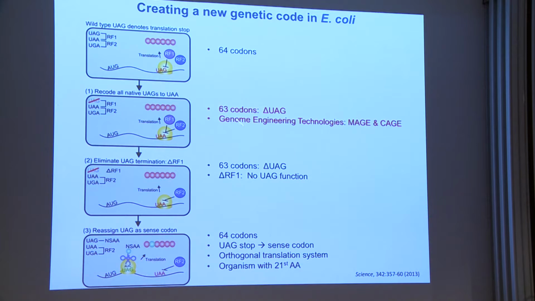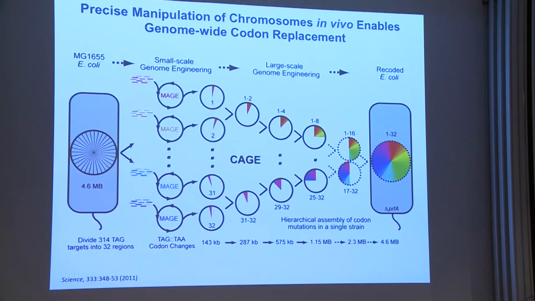So this first challenge really inspired and led to the development of these technologies, MAGE, which I described earlier, and CAGE, which I won't describe in the interest of time. I'll just use this picture to illustrate what this experiment looked like. Effectively, we started from a wild-type E. coli strain, divided it up into 32 pools, and used MAGE to make 10 codon changes across each of those 32 strains simultaneously, to ask the question: are all of these mutations permitted, and are any of them deleterious or synthetic?